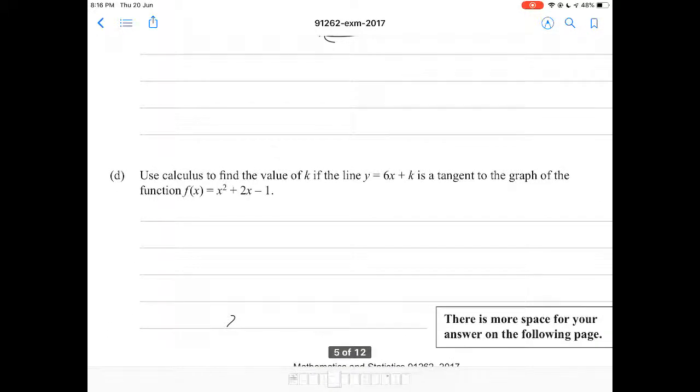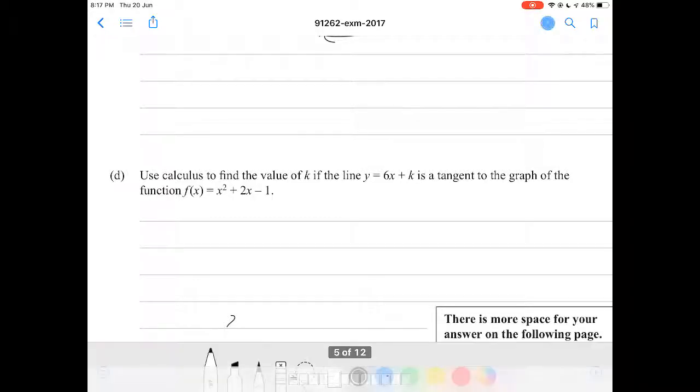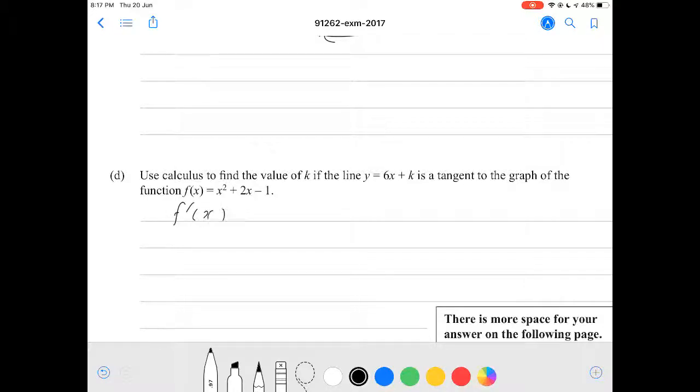Use calculus to find the value of k if the line y equals 6x plus k is the tangent of a graph of the function f of x equals x squared plus 2x minus 1. So once again, we're going to apply the same rule as the above question, but this time we don't know what our k value is, okay? So first thing we've got to do is find f dash of x equals 2x plus 2. We know our gradient is 6, so we substitute 6 equals 2x plus 2 to find when the gradient is 6, okay?